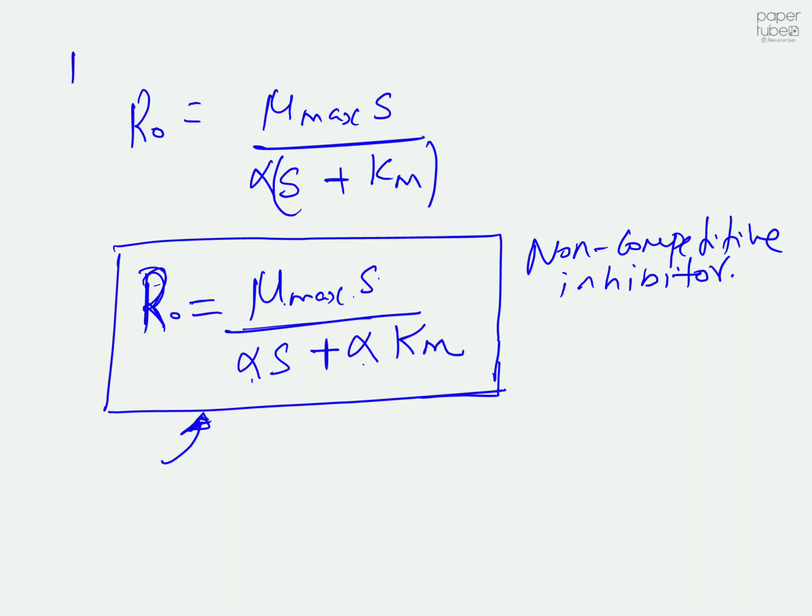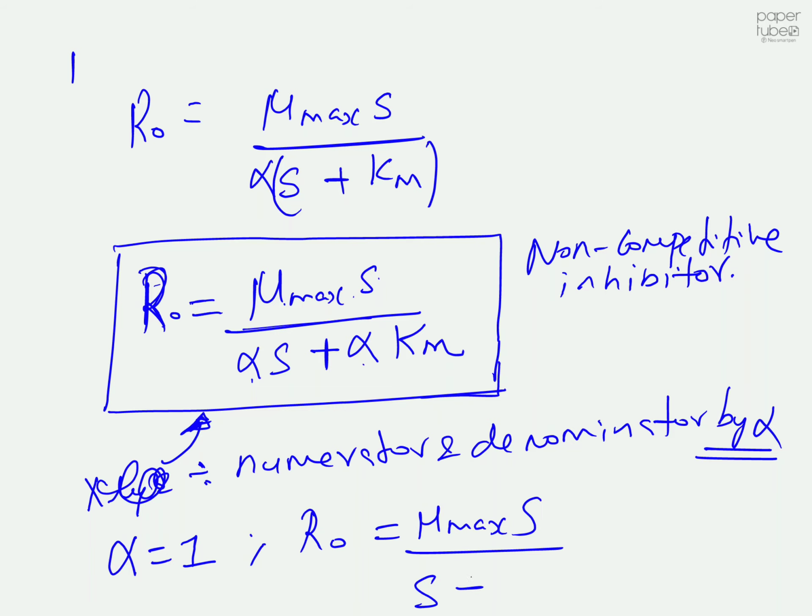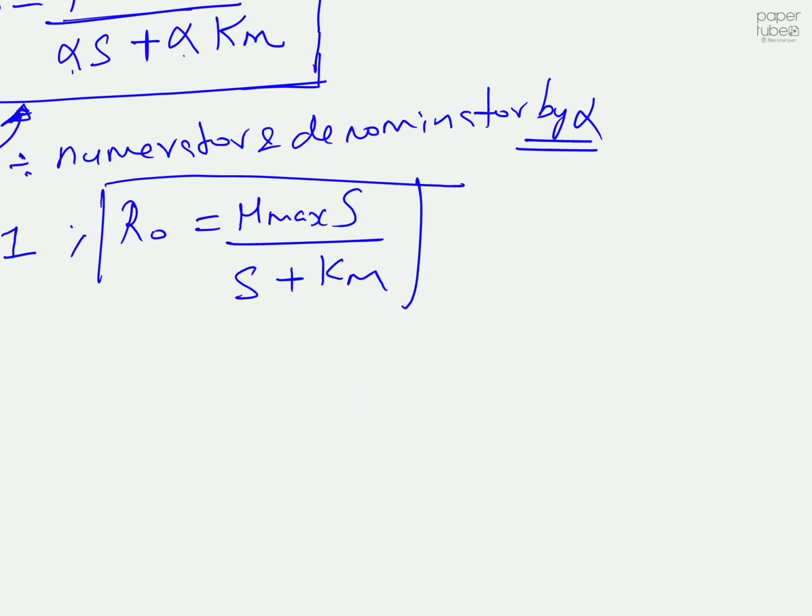In order to get some more understanding, I am going to multiply and divide the numerator and denominator by alpha. So alpha is something related to your inhibition constant. If your alpha is 1, which means the inhibitor has no effect, then R0 will be equal to mu max S divided by S plus Km. So this is for a pure enzymatic reaction. This is nothing but your Michaelis-Menten expression.